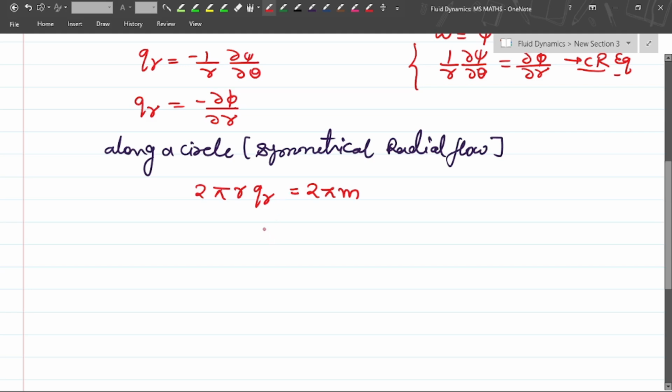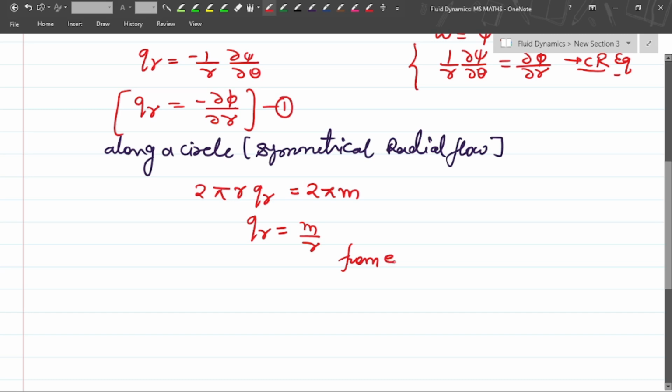Now, what will happen here is that q_r, this is the relation from the formula, and this is the relation from the physical problem. It means, like, what is happening here? Okay, so q_r is basically m by r. Then I can write it as, yeah, let me call this my equation number 1.